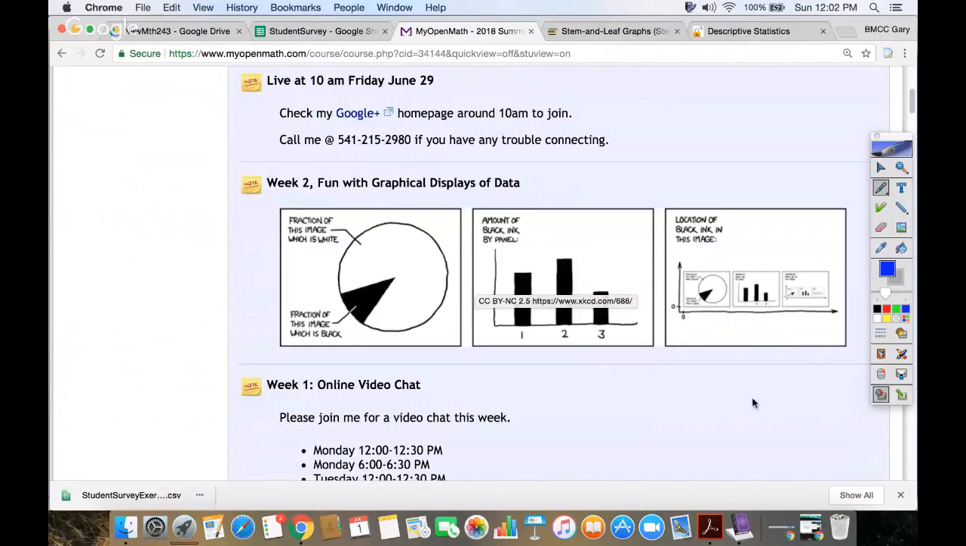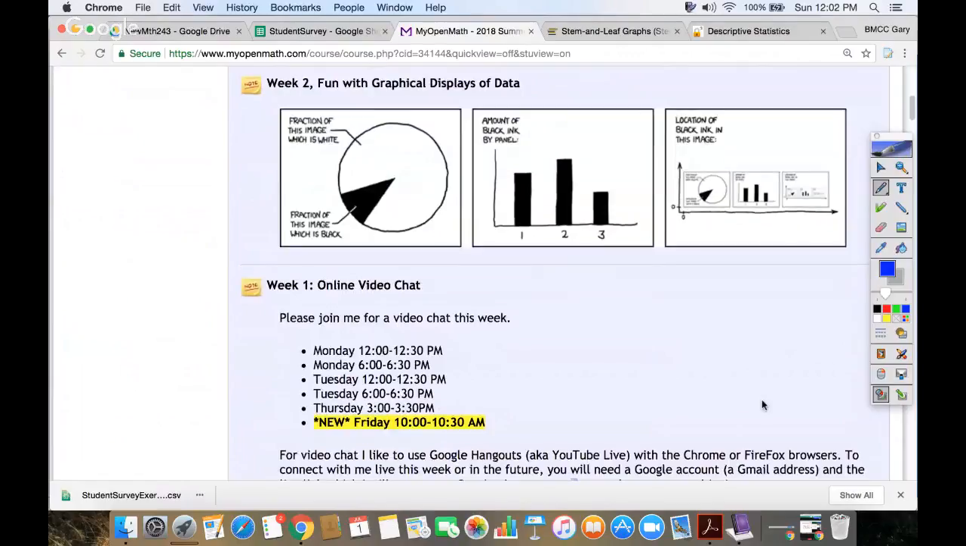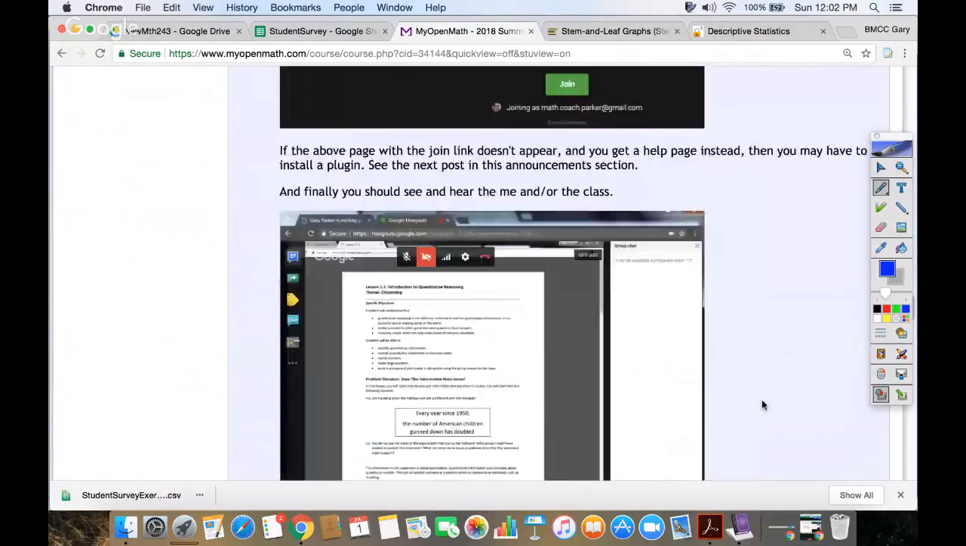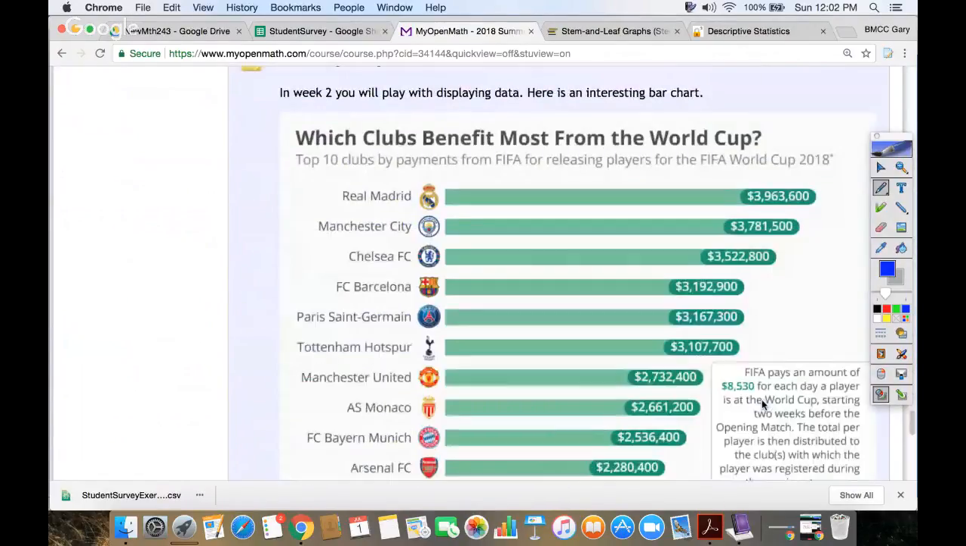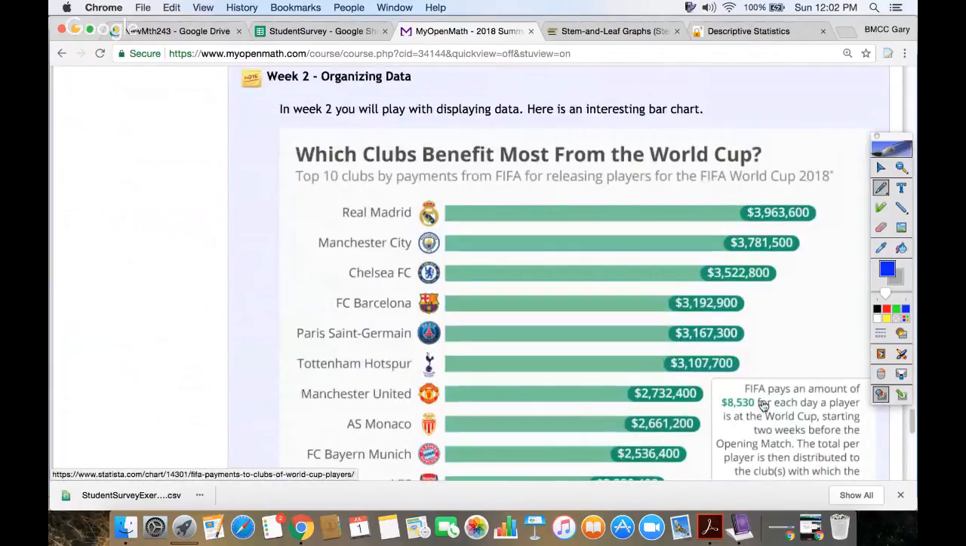I found this cute graph online. Scrolling down. I don't know if any of you are soccer fans. I am. And so I found an interesting infographic related to the World Cup and the money the big soccer clubs in the world get for having their players go on a World Cup team. They get some reimbursement for that. They make a little cash, just quite a little. Interesting, isn't it?